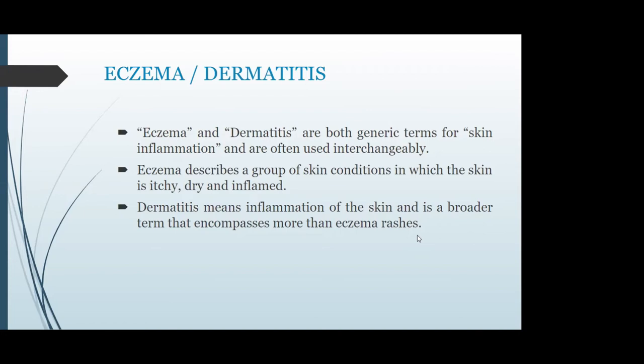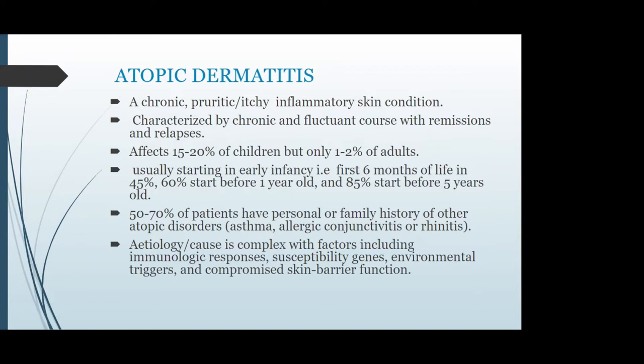Now, the commonest form of eczema or dermatitis that we see in our children is atopic dermatitis. Atopic dermatitis is a chronic, meaning long-lasting, inflammatory skin condition. The main feature of atopic dermatitis is that it's long-lasting, not something that occurs within a few days or weeks and stops. It tends to come on and off, with periods of resolution, okay?